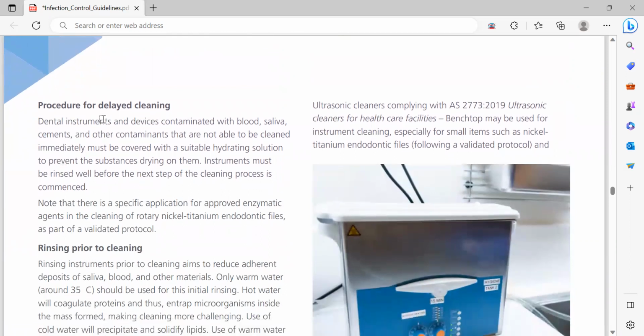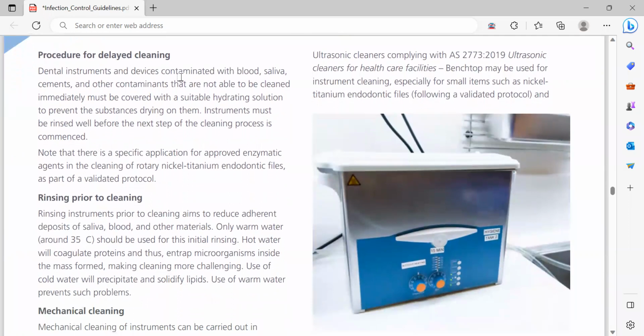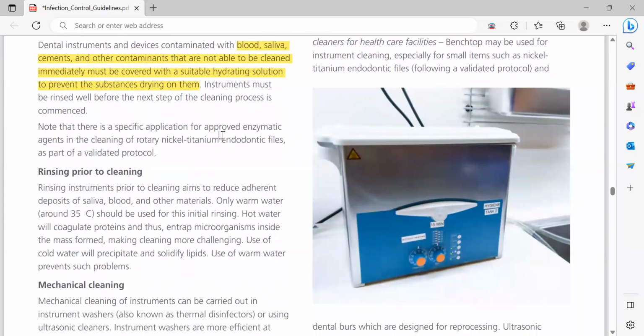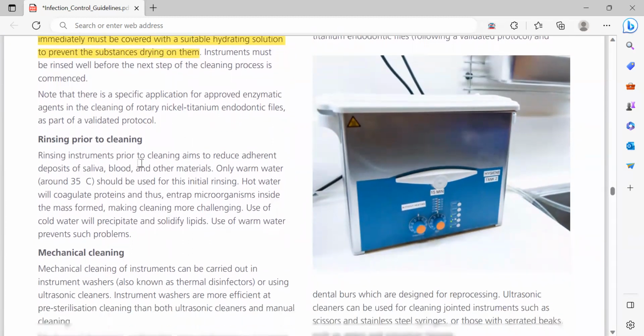Now, the procedure for delayed cleaning: dental instruments and devices contaminated with blood, saliva, cement and other contaminants that cannot be cleaned immediately should be covered with a suitable hydration solution to prevent any drying on them, because if the blood gets dry on the instrument, that would impair the sterilization procedure.